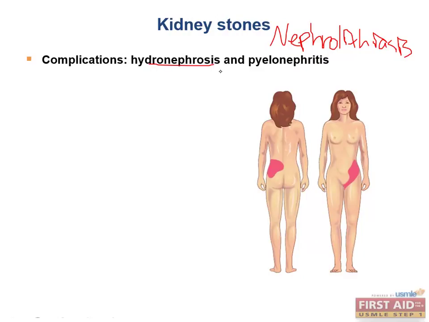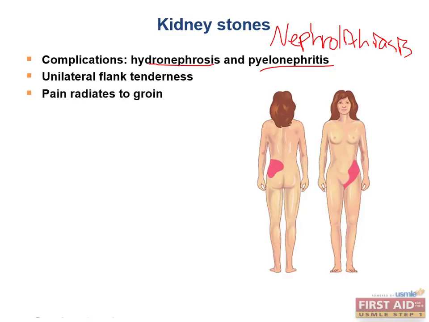And it can cause pyelonephritis because less urine is able to flow out, so it makes it easier for bacteria to establish infections that can move up the kidney. The pain is usually unilateral because usually patients just have one kidney stone, and there's unilateral flank tenderness. This pain usually radiates to the groin.